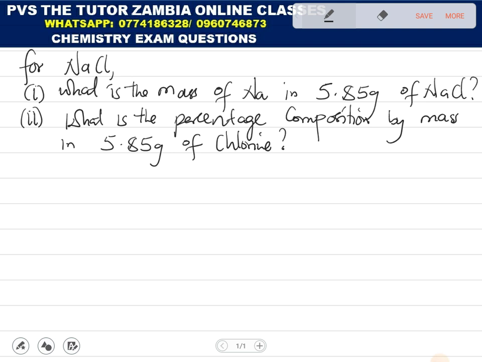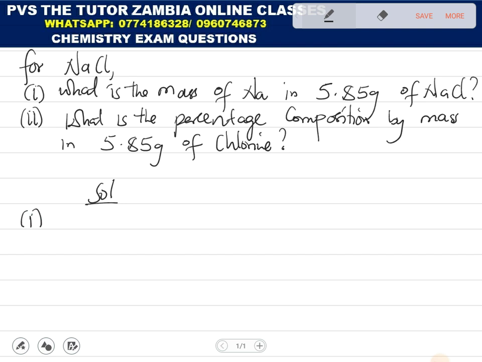We have a question that says for sodium chloride, what is the mass of sodium in 5.85 grams of sodium chloride? And part two says what is the percentage composition by mass in 5.85 grams of chlorine? It's a very interesting question. And the thing is, where do we search from?